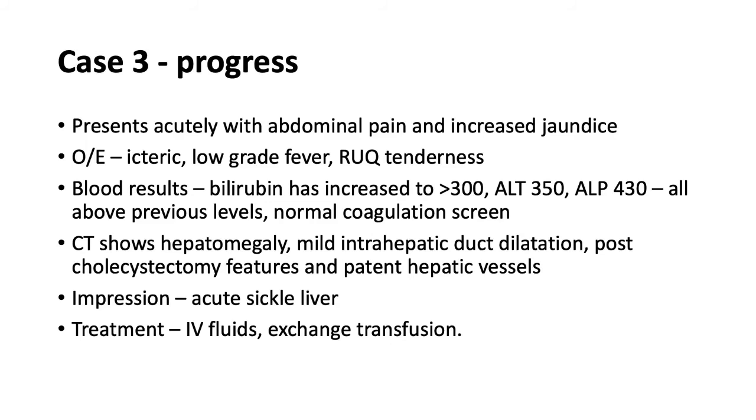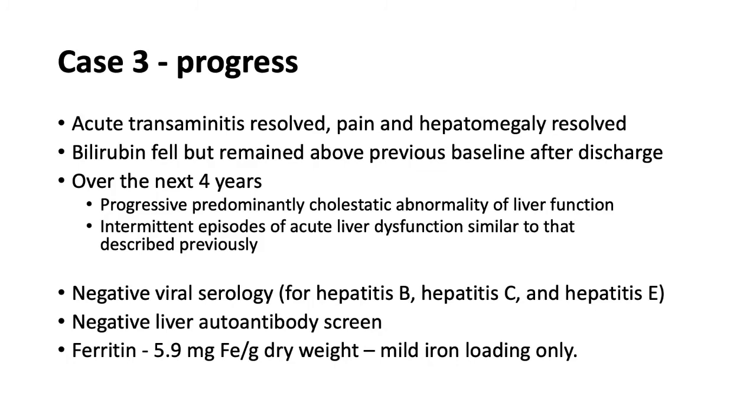And the importance of that is that obviously, you can get an acute liver injury if you thrombose vessels around the liver, so in the kind of Budd-Chiari type problem. But this is in the context of a sickle crisis, and it's felt that he's got an acute sickle liver. He's treated with intravenous fluids and an exchange transfusion to get his hemoglobin S percentage down below 30%. And then he makes a good clinical recovery.